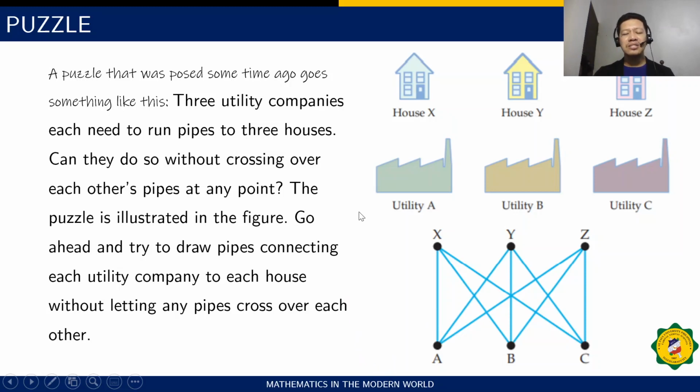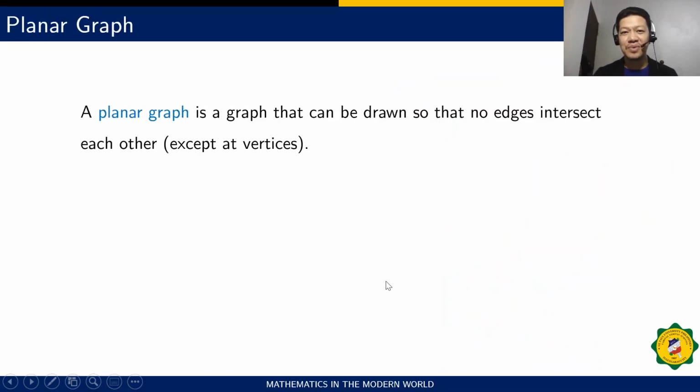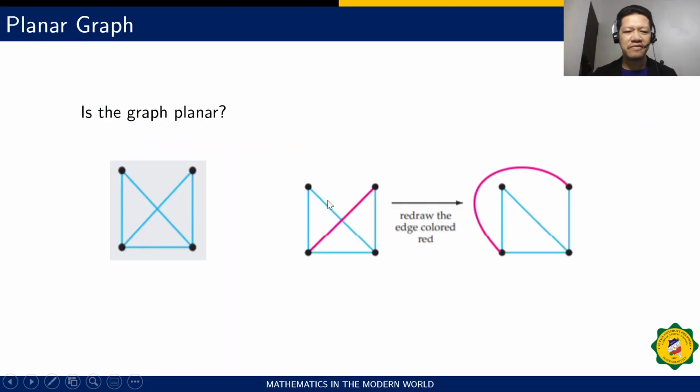To answer this problem, we need to have an idea or concept, okay? There's a concept of math behind this problem, and that's what we're going to discuss for today. It's all about planar graphs. So what is a planar graph? A planar graph is a graph that can be drawn so that no edges intersect each other except at the vertices. Okay, let's have some examples of planar graphs.